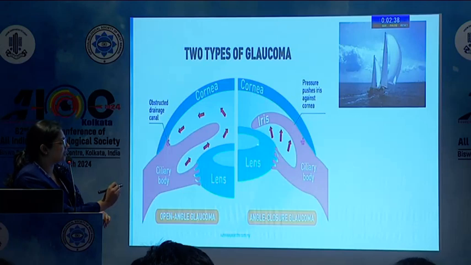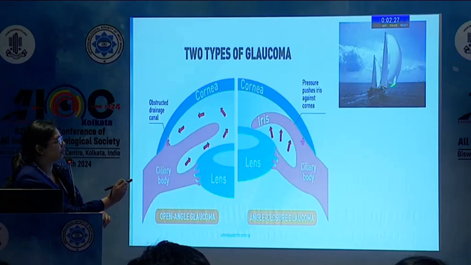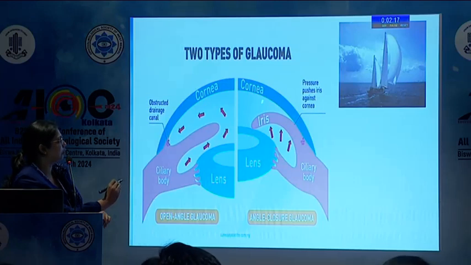This can be very easily understood from this sailing boat example. Here we can see the fast flowing wind creating pressure on the cloth of the sailing boat, leading to increased curvature of the cloth, similar to iris bombing. Because of this iris bombing, there is iridotrabecular apposition leading to angle closure glaucoma and shallow AC.